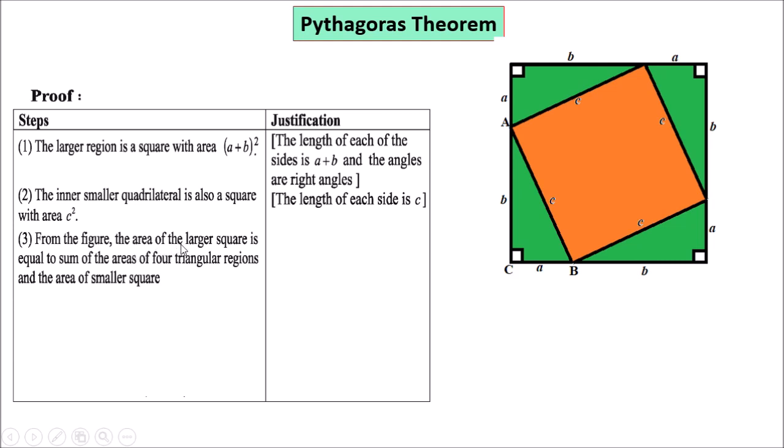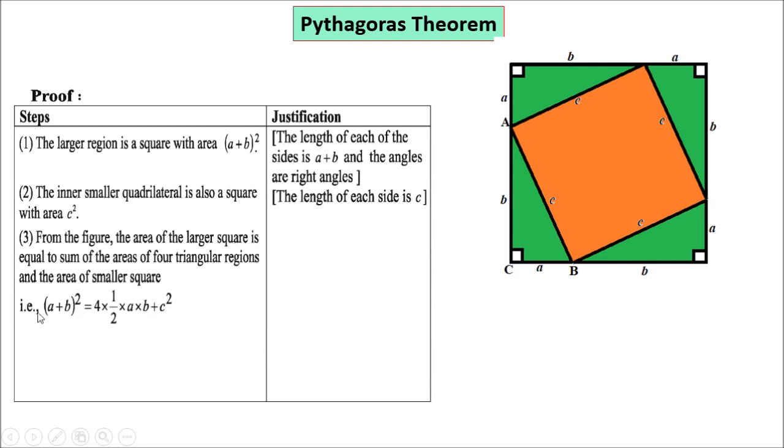Again, look at it. The area of the larger square is equal to the sum of the areas of the four triangular regions, 1, 2, 3, 4, and the area of the smaller square. So if I break the larger square, I will get four triangles and one small square. So what is the area? Look, the larger square area is (a plus b) squared. We got it in step 1.